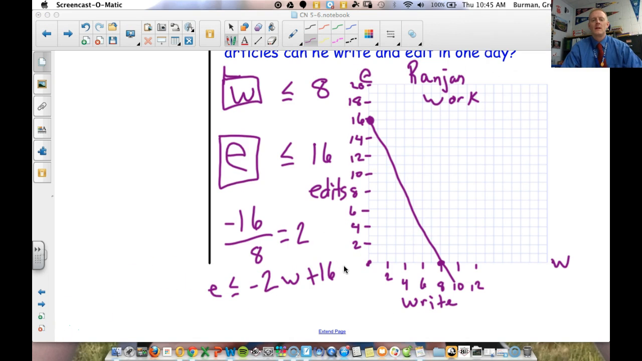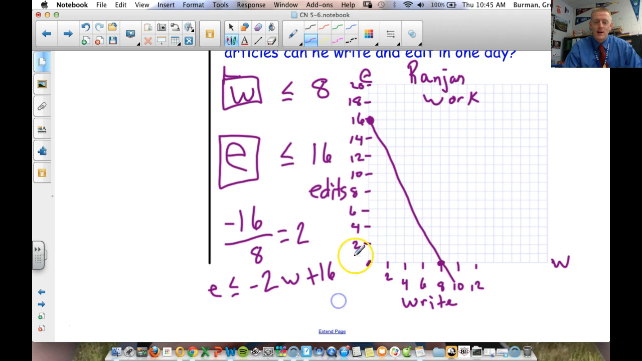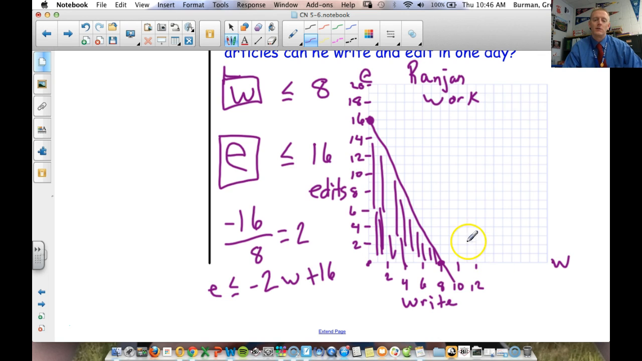Oh, interrupted one more time, so now we're back at this. Now because we have E is less than or equal to negative 2w plus 16, we shade everything below. And this makes sense because if we get on the opposite side, this would be more than 8 hours of work. And Rajan doesn't want to put in any overtime. So this is the number of articles that he can write and the number of articles that he can edit. So any number in between here. So you could pick like he does 6 articles that he edits and 2 articles that he writes. So that would be a solution for you.